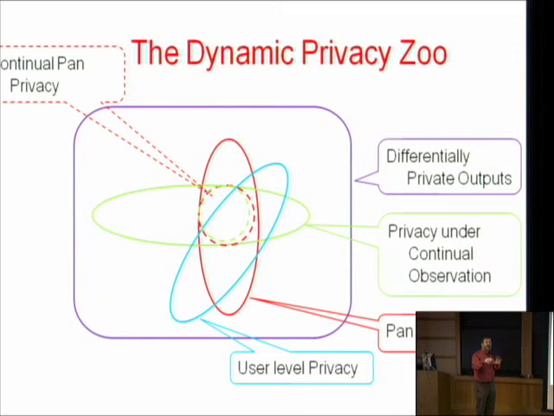The one place you can see that they're related is if you have continual pan-privacy, then you also have continual output. But other than that, roughly speaking, for each one of these problems, you can show something that satisfies one of the properties, but cannot satisfy the other properties. Okay, let me stop here.